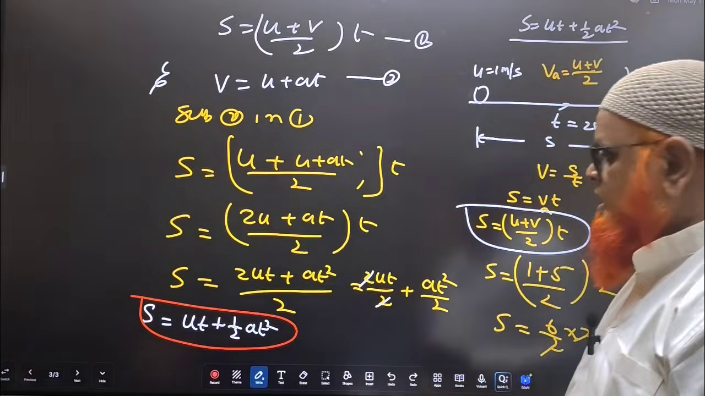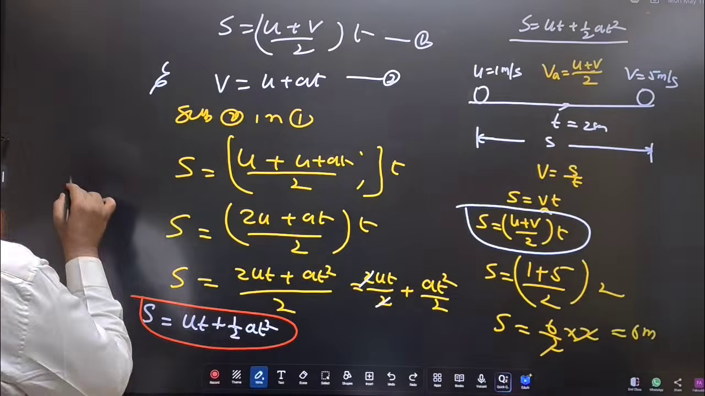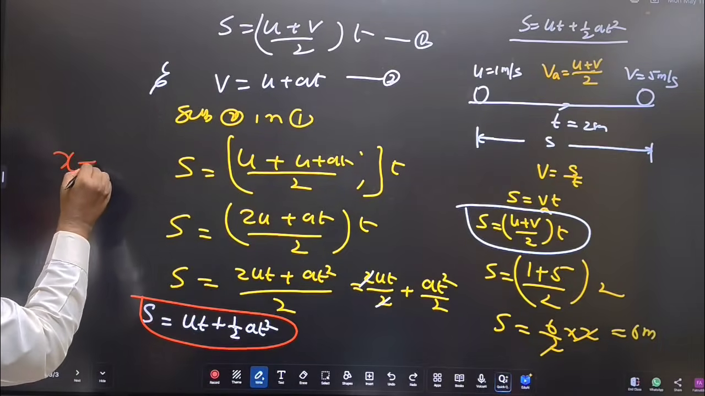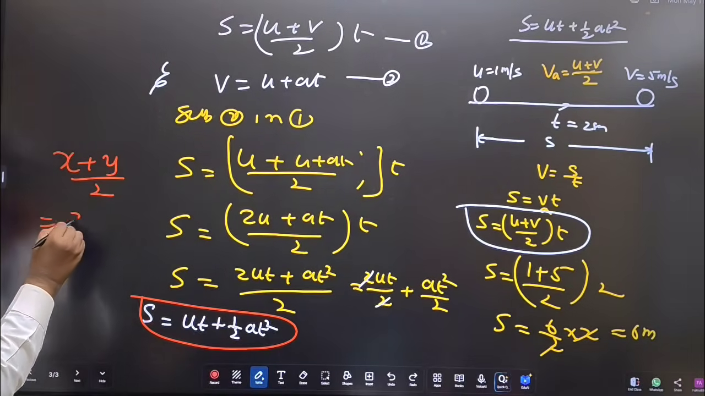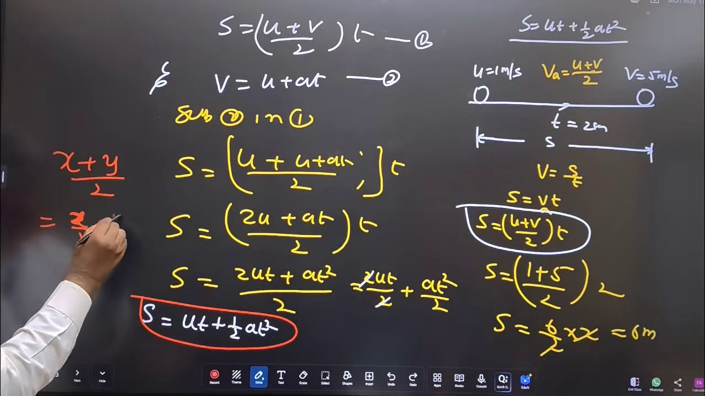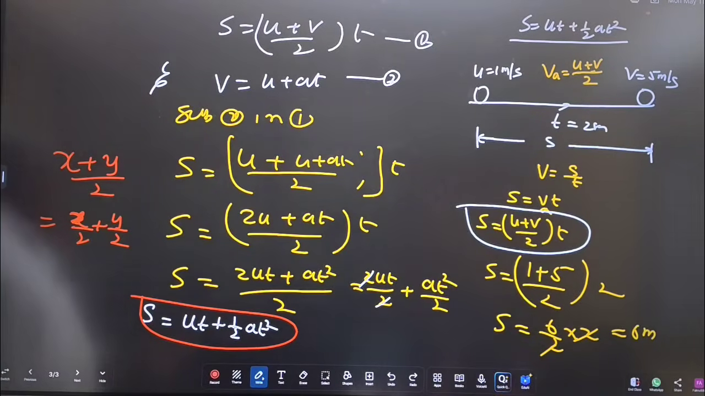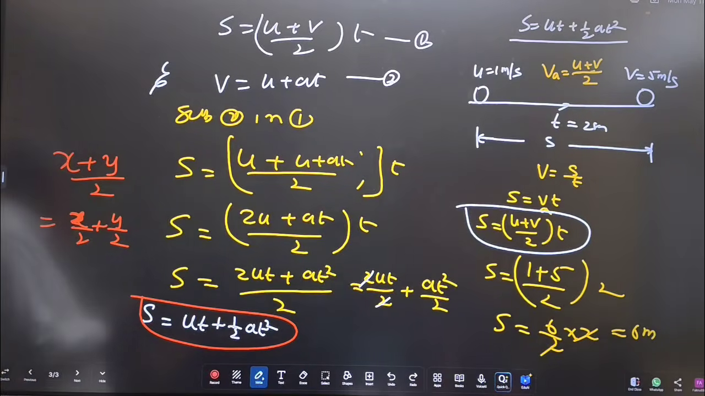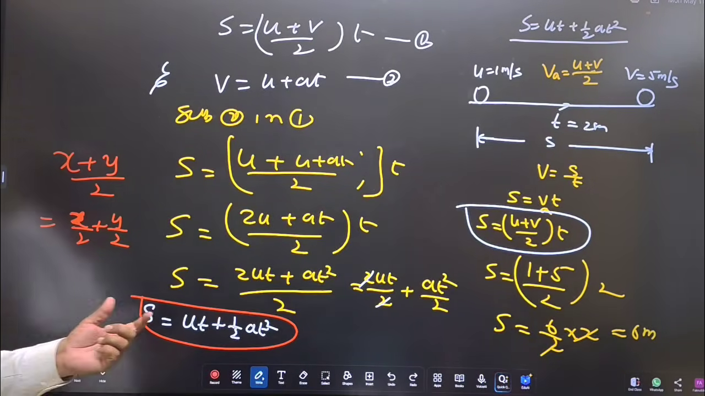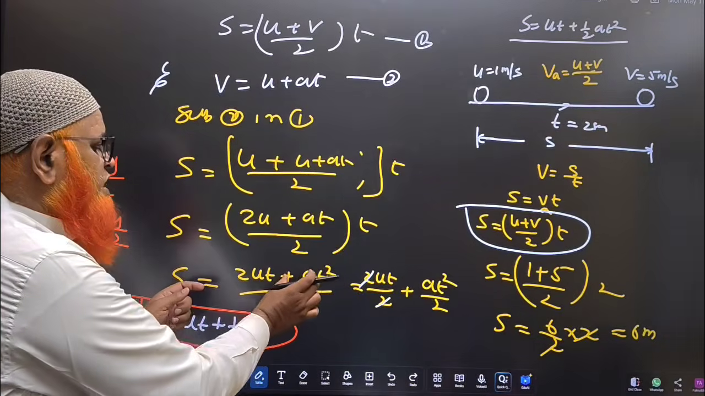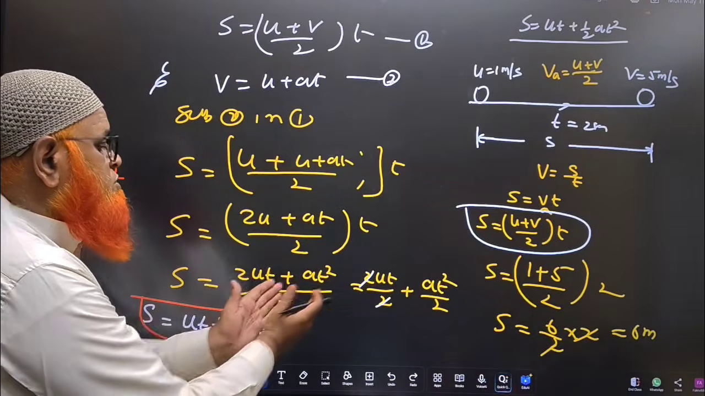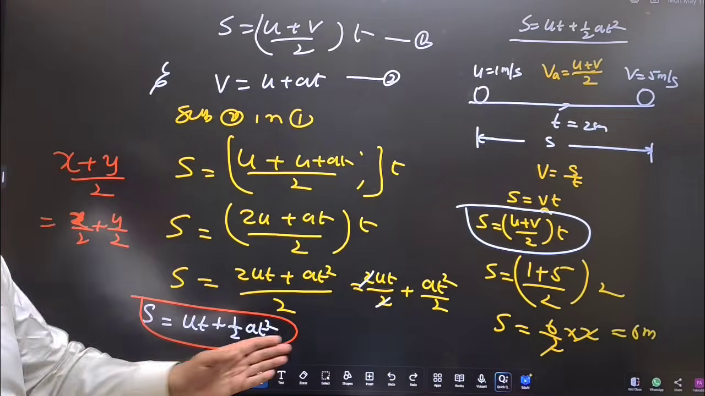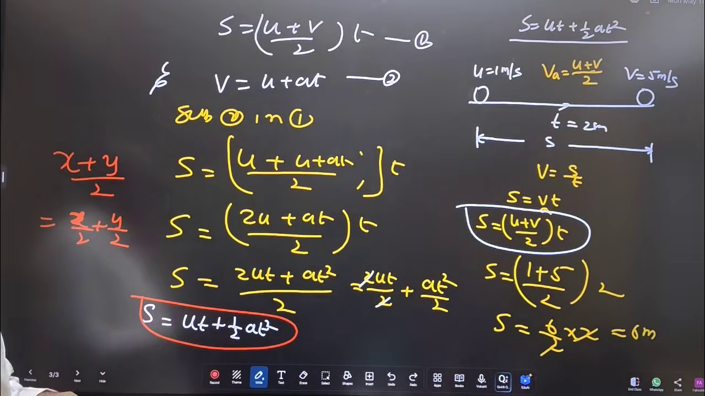That's it. So for small children I am telling you, grown up children already know that (x plus y) by 2 is written as x by 2 plus y by 2. There are some kids here who don't know the meaning of partial division. So (x plus y) by 2 can be written as x by 2 and y by 2. Hope you are understanding. The same thing I have done: x by 2 separately, y by 2 separately I have taken. Cancel out this 2 and we got the final destination.